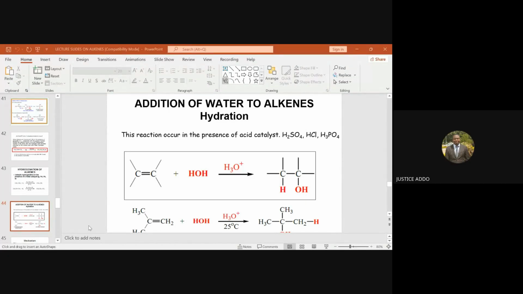Jefta, earlier on you mentioned that alkenes have the pi bond. With water, the nucleophilic ability of water is weak. So when it is so, it cannot react with the pi bond.